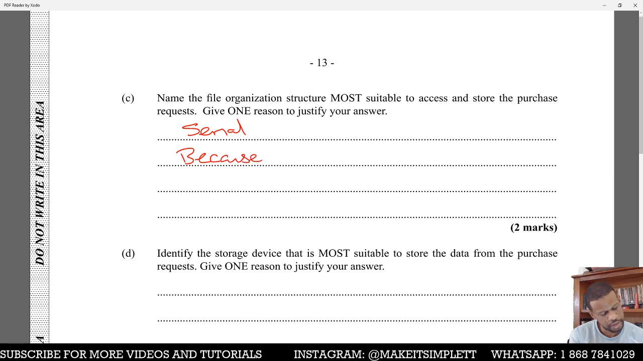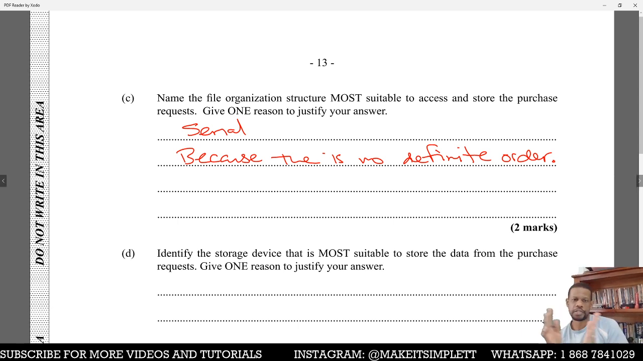Because there is no definite order. Right, serial is when the information comes in, you just put it in one at a time, one after the other. No type of order. Sequential is when you put it in some sort of alphabetical order.